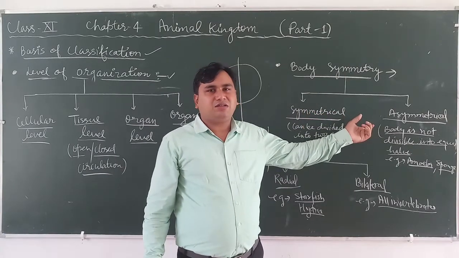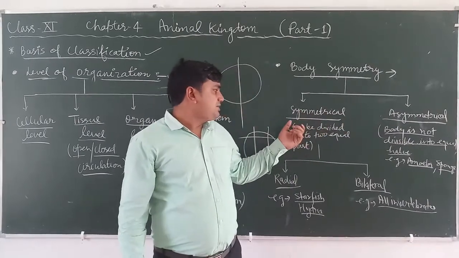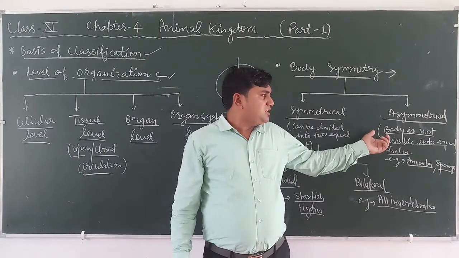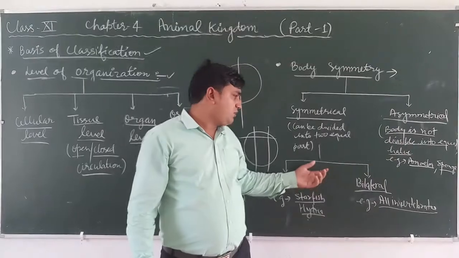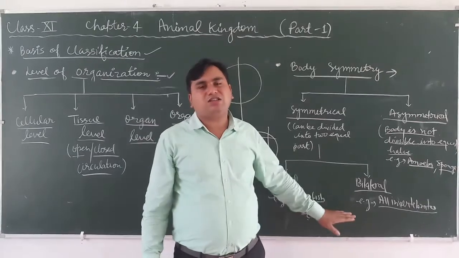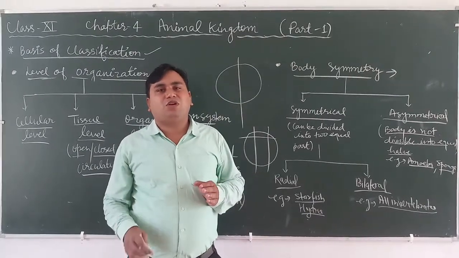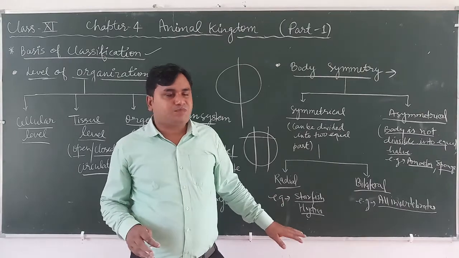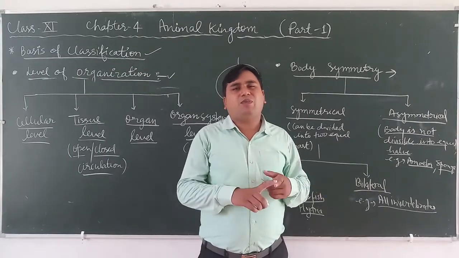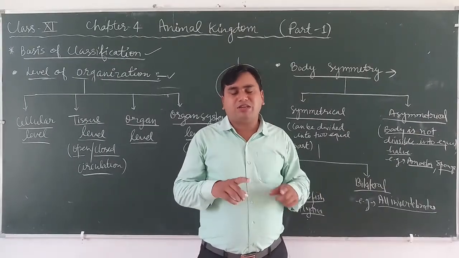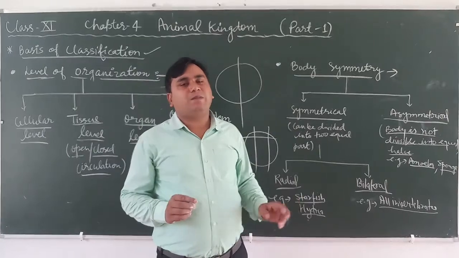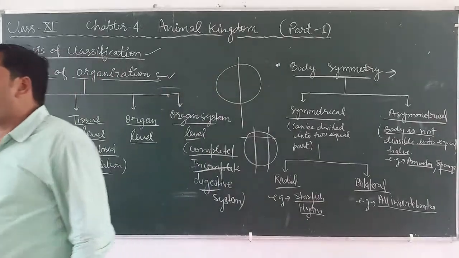Organisms are asymmetrical and symmetrical. A symmetrical body can be divided into two halves or two parts, but an asymmetrical body cannot be divided into two parts. For example, amoeba, sponge, etc. Symmetrical organisms are of two types: radial symmetry and bilateral symmetry. In radial symmetry, the organism's body can be divided into two parts by any plane. For example, starfish and hydra. And next one is bilateral: the body can be divided into two parts by only one plane. For example, all invertebrates. This is about level of organization and body symmetry of organisms.